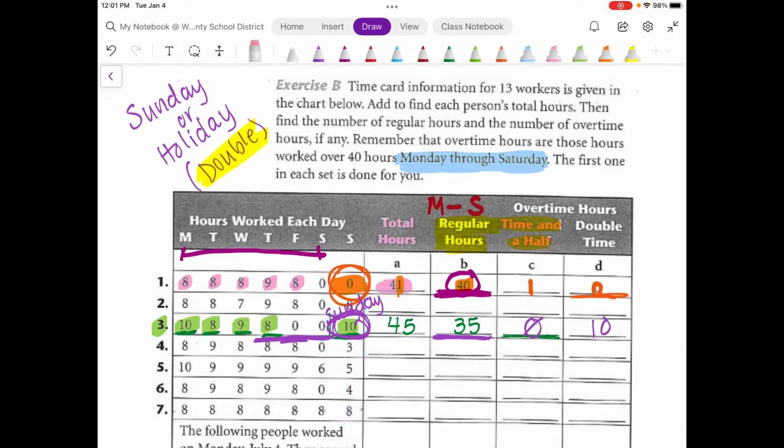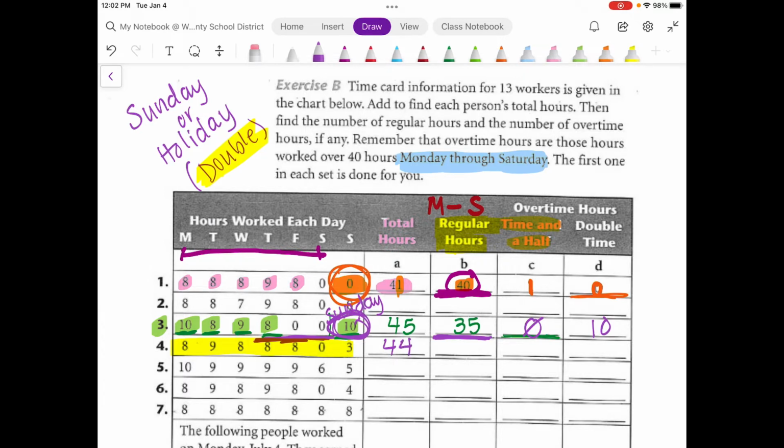So let's do one more just to make sure we are getting it. I'm going to go on to number 4. So focusing on the 4th row here. Again, total number of hours, you're just going to add them all up straight across. Add up 8 plus 9 plus 8 plus 8 plus 8 plus 3. Okay? And in this case, we end up with 44 for the total number of hours.